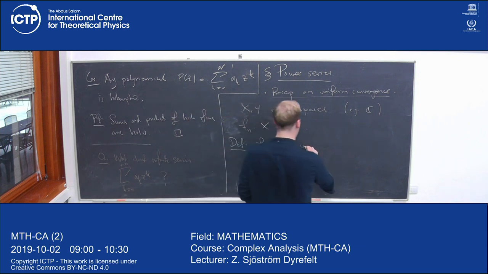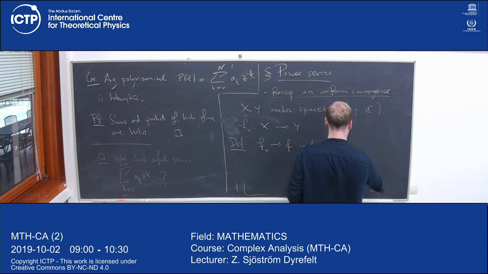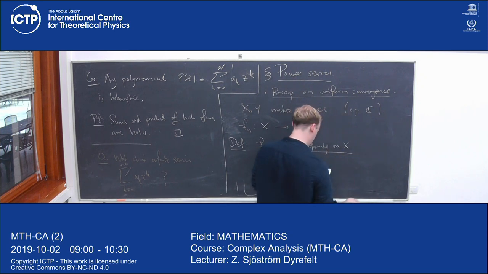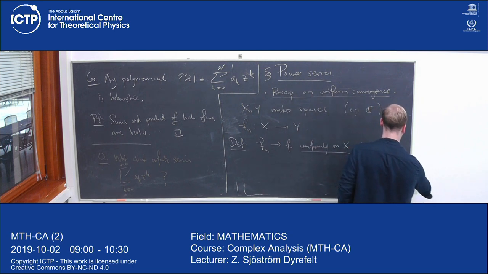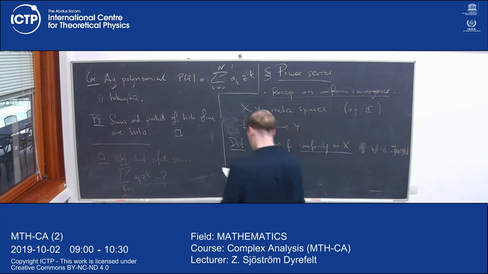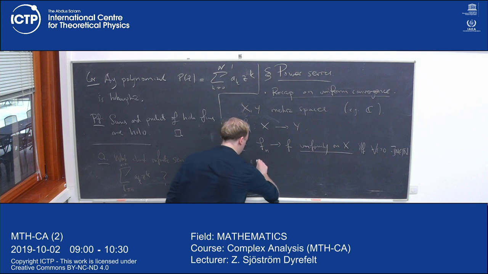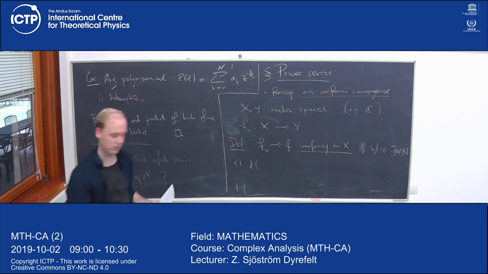My definition is that f_n converges to f uniformly on X if and only if for every epsilon there exists an N such that, where this d is my distance in this metric space that I have.